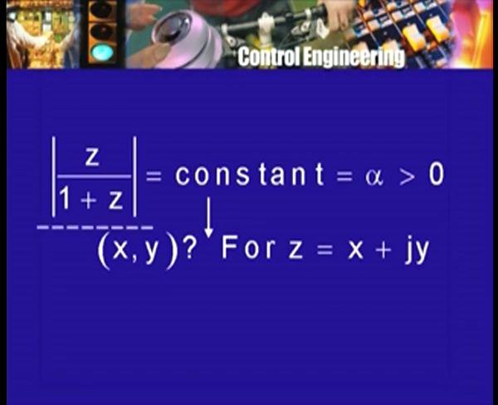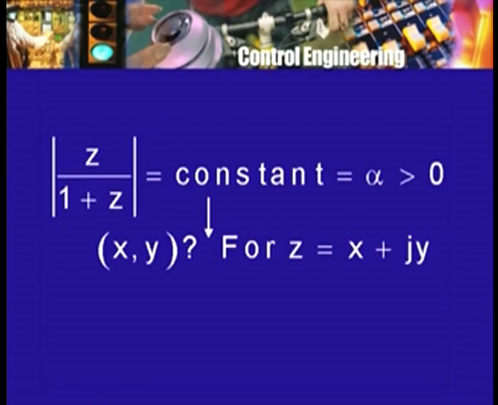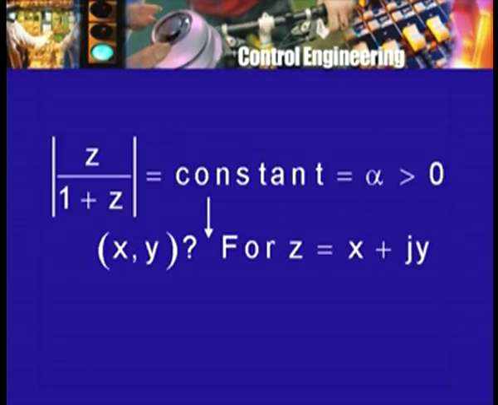Now, because this circle corresponds to this constant value, which is the magnitude of T(jω), which is of course the closed loop gain, such a circle is known as an M circle. So, for each constant value, that is for each value of the magnitude of the closed loop gain, you have a circle. One can find out the center of this circle and the radius of this circle. That will of course depend on this alpha, and so you get a family of circles. So, it somewhat corresponds to the contour map.